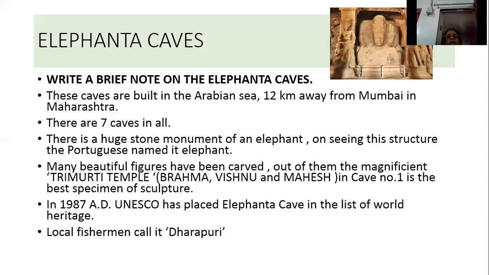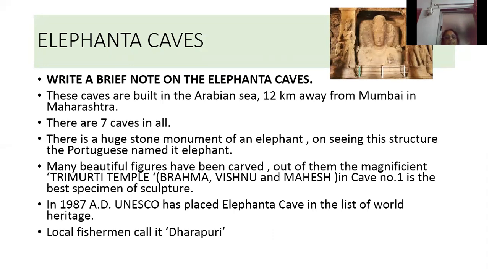The next one is Elephanta caves. Write a brief note on Elephanta caves. These caves are built in the Arabian Sea, 12 kilometers away from Mumbai in Maharashtra. And how many caves are there? There are 7 caves in all.